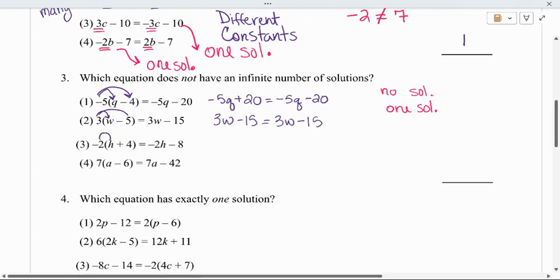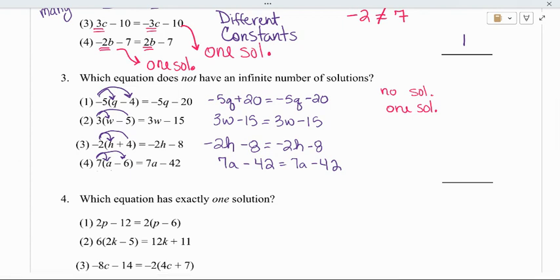The third one, when I distribute, I get negative 2h. Negative 2 times 4 is negative 8, equals negative 2h minus 8. The last one, when I distribute, 7a minus 42 equals 7a minus 42. So I'm going to go back to the very top.